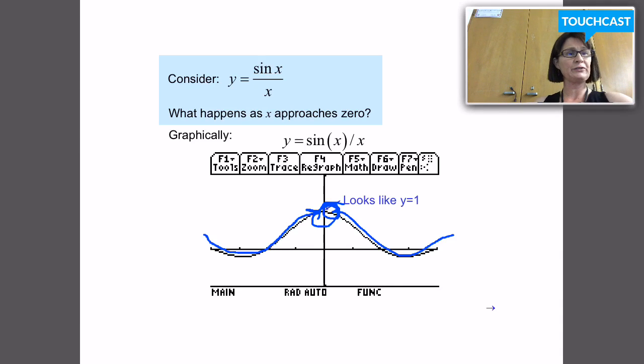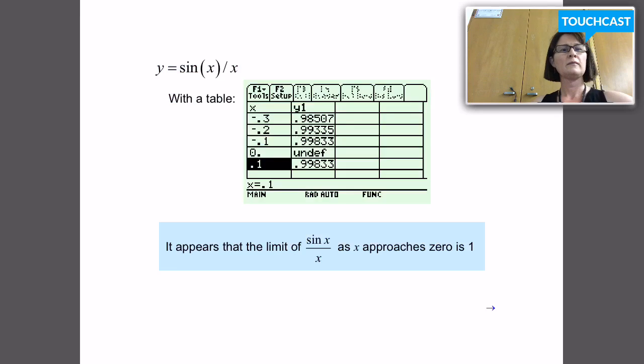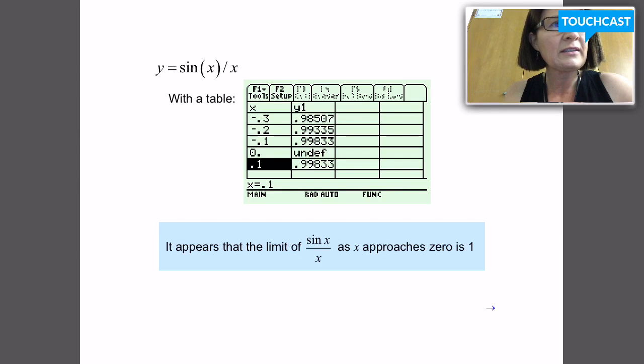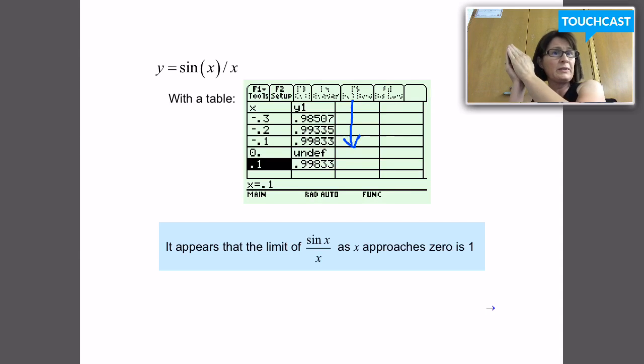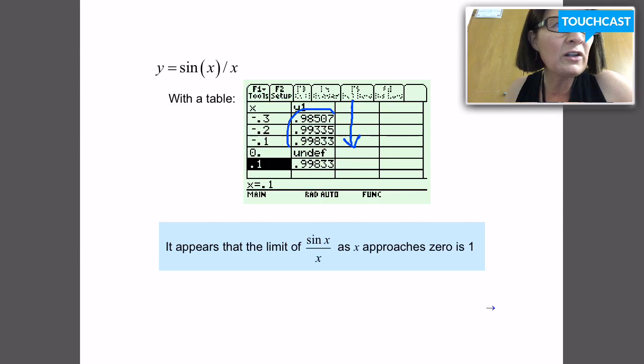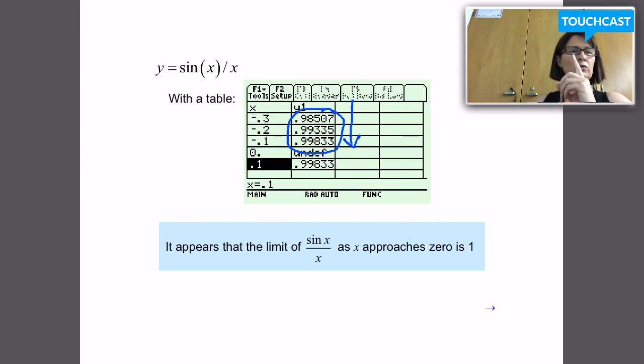We could use a table of values too. Your calculator is set up to do that. You could graph that function, sine of x divided by x, and then use the table feature to check in. As we look at values of x that are getting closer to 0 but are to the left of 0, a little bit negative, we can see these values get closer and closer to 1. If you scroll down and see the rest of the table, the values get closer and closer to 1 as x approaches 0 from the left.